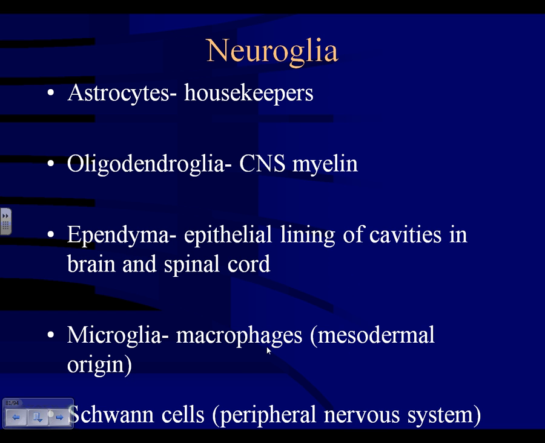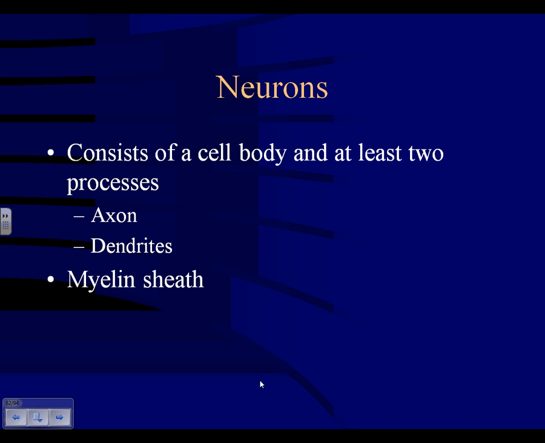Microglia are macrophages that are mesodermal in origin that have migrated to the brain and do their kind of cleanup function in the brain. Schwann cells wrap peripheral nerves in myelin. Oligodendrocytes wrap CNS neurons in myelin. A neuron consists of a cell body and at least two processes. So it has a central body, and then it has one arm going this way and one arm going that way, at least one. And it's wrapped in a myelin sheath that helps with conduction.